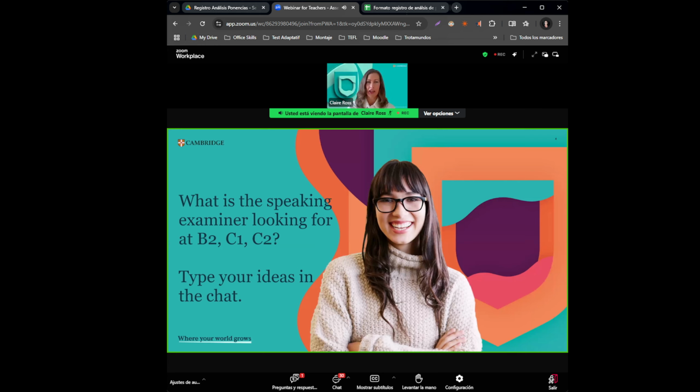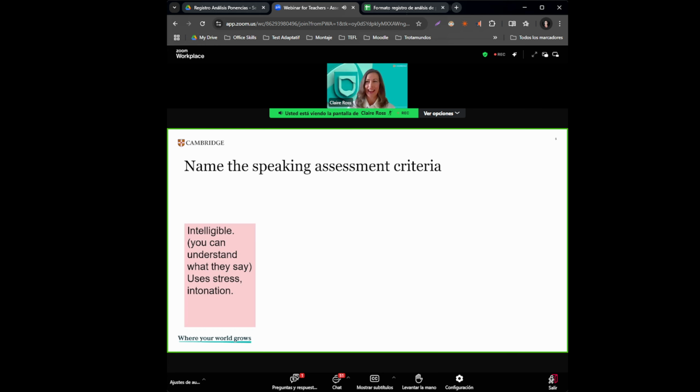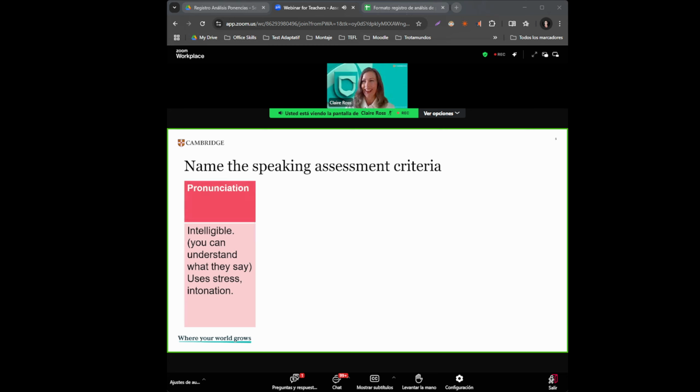Now, let's see if we can put some of these ideas into groups. So if you've been working with the exams before, you know that the criteria are grouped. I'm showing you here one set. What is the heading for this set of criteria? So it's about the candidate being intelligible, you can understand them. It's about using stress, using intonation. So I think amongst everything in the chat, yes, that's right. Okay, it's coming through now. So this first one, pronunciation.